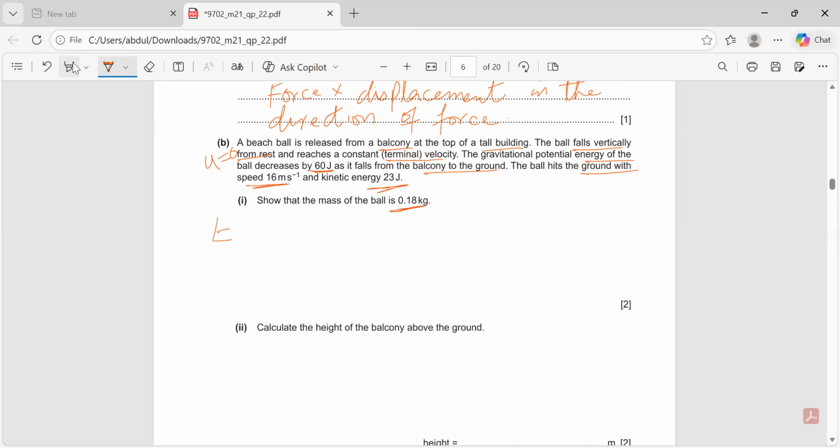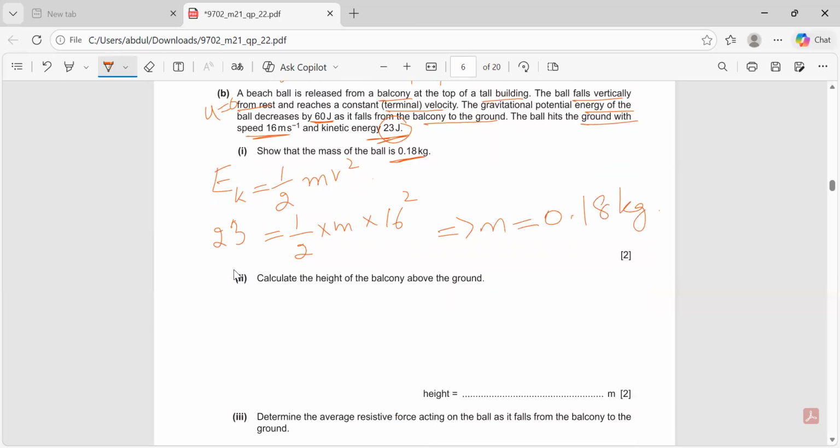So simply what will we do? We will say kinetic energy is equal to 1 over 2 mv squared. Now, my dear friends, kinetic energy is given. That is 23, equal to 1 over 2 times mass, which we need to find, times speed 16. And don't forget to take the square of the speed. And simply when we calculate, the answer is going to come 0.18 kilogram. So my dear friends, mass will be equal to 0.18 kilogram. Calculate the height of the balcony above the ground.